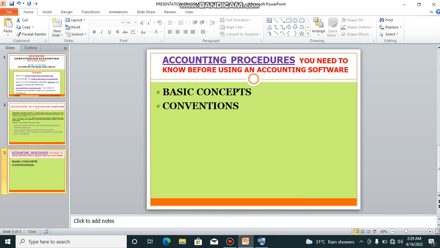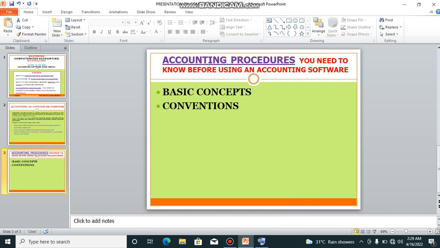So for the basic concepts, we have the business entity concept, the dual aspect concept, and the accounting period concept. The business entity concept holds prime importance in financial accounting, because here we are referring to a business that is a separate entity, and that is very important.